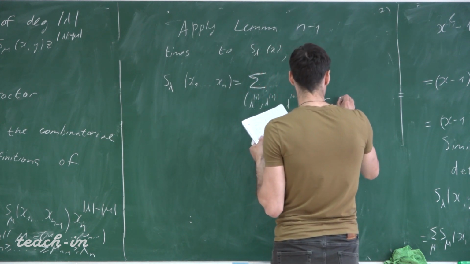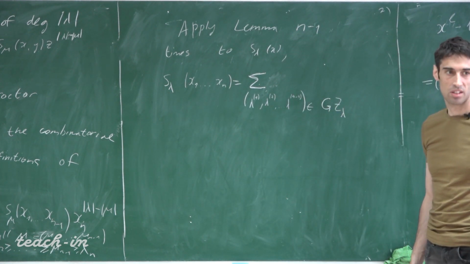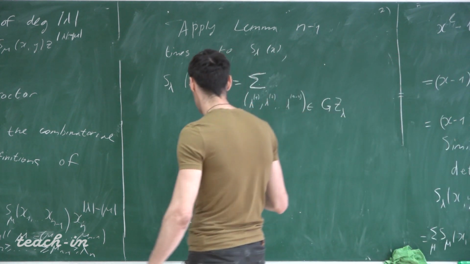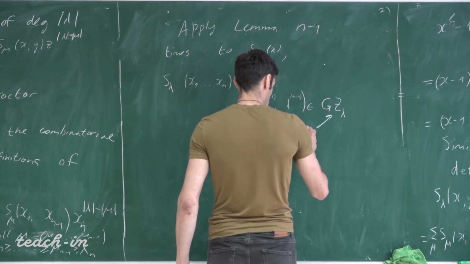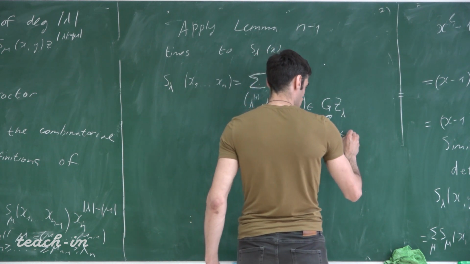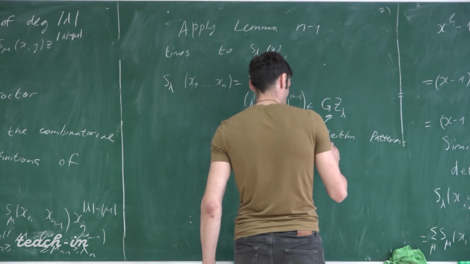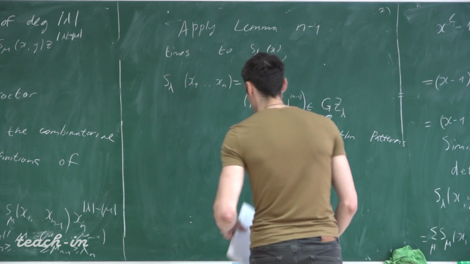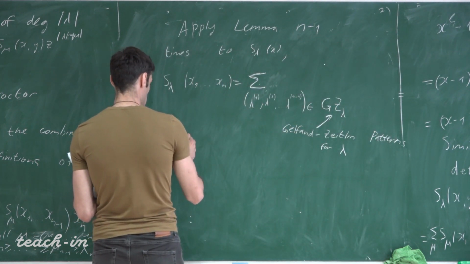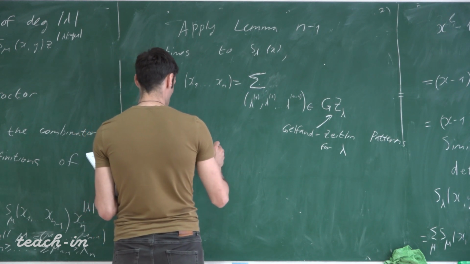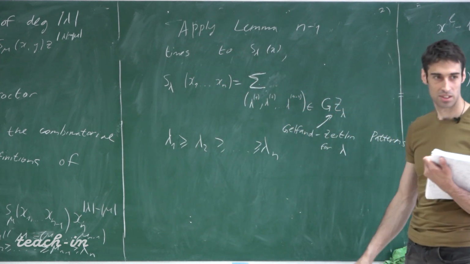This runs over what's called Gelfand-Zeitlin patterns of lambda. So what is this? These are the following things. First you pick lambda. It has these parts, lambda 1, lambda 2, and so on, and ends with lambda n.